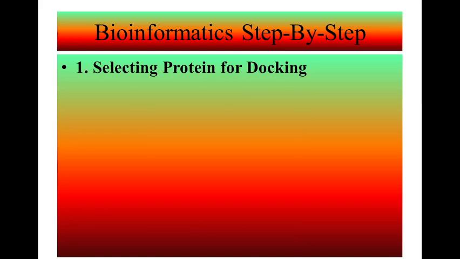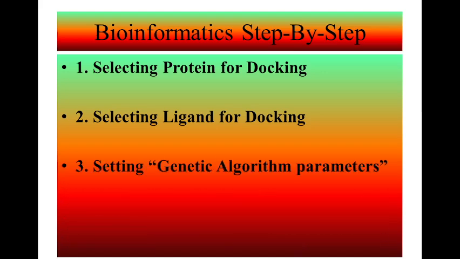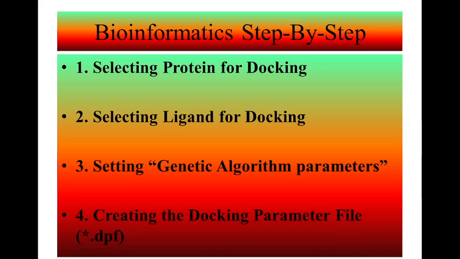In this step, you will see how to select protein for docking parameter file. Here you will see how to select the ligand for docking parameter file. In step 3, you will set genetic algorithm parameters for docking parameter file. The last step is about the creation of docking parameter file with extension DPF.